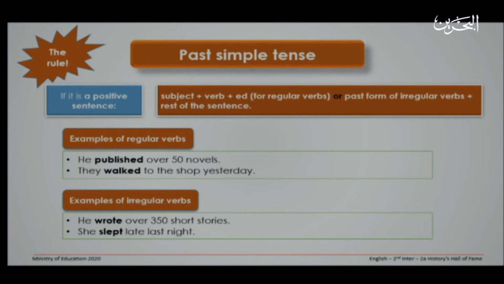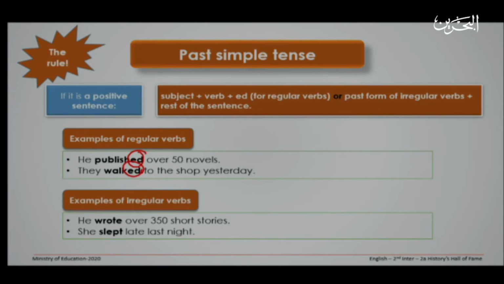How do we know regular verbs from irregular verbs? Regular verbs are always followed by ed in the past form and the past participle. If we have ed in both forms, then we have regular verbs. For example, he published over 50 novels. They walked to the shop yesterday.